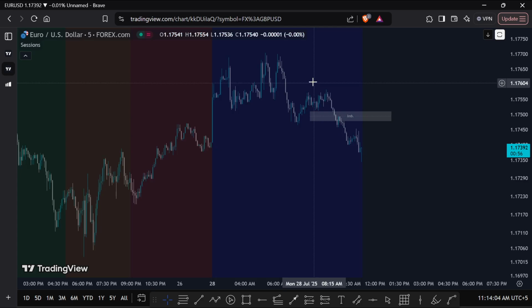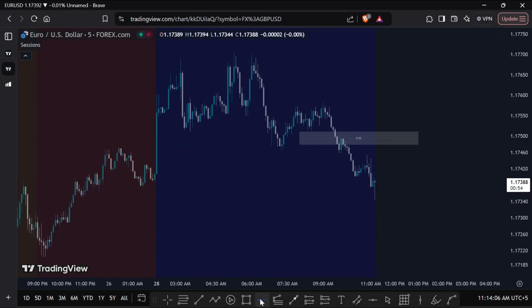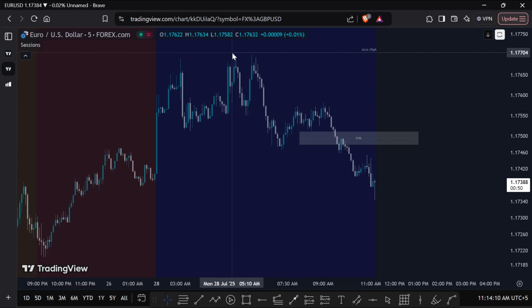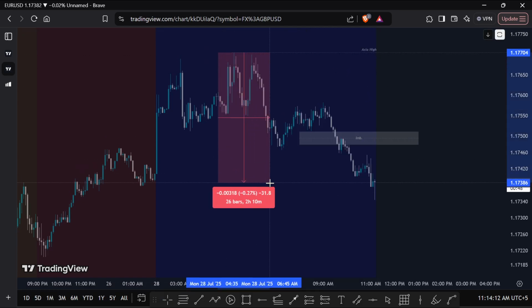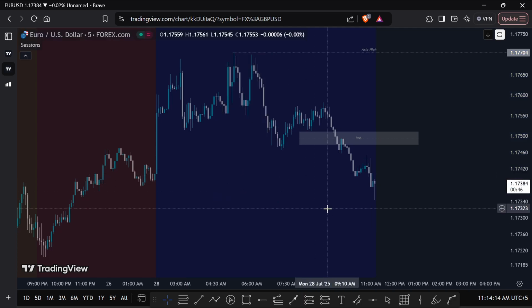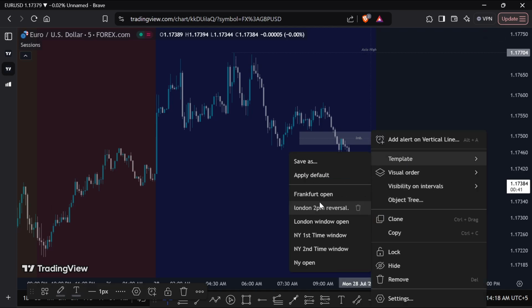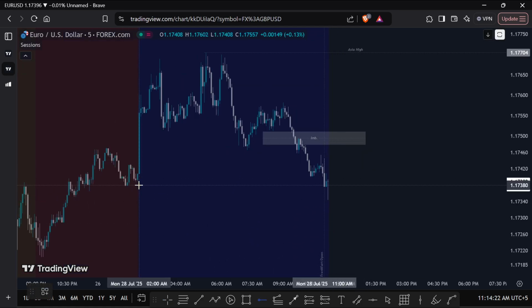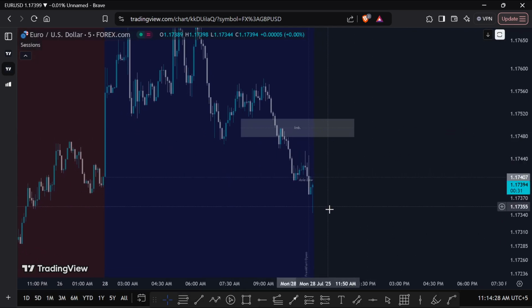The Asia range on Euro is very similar to GU in terms of consolidation. We have around a 30 pip range on EU, a sideways consolidation range, and our Frankfurt window started from here. We maybe swept, or I don't think we swept, but what I think is we are now getting a run on liquidity on the Asia low instead of sweeping it.